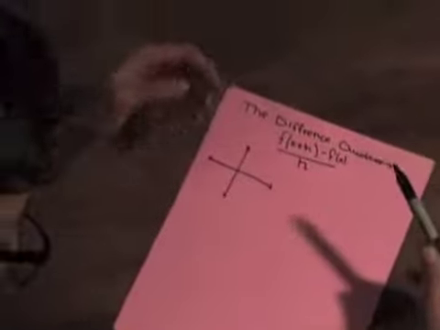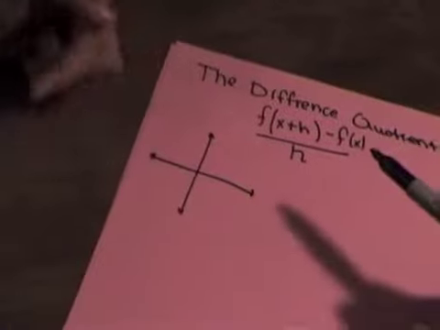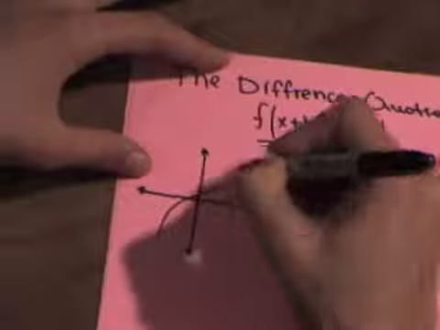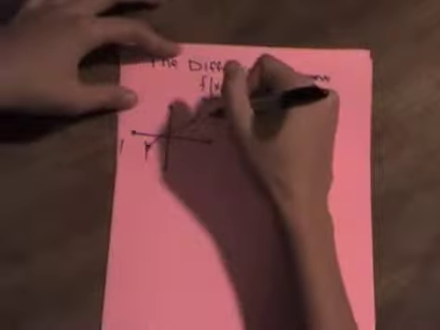Alright, the difference quotient. The difference quotient is pretty much used to find the difference between two slopes on a graph. So say we have a random line. We're going to get two random points. We're going to label these points.